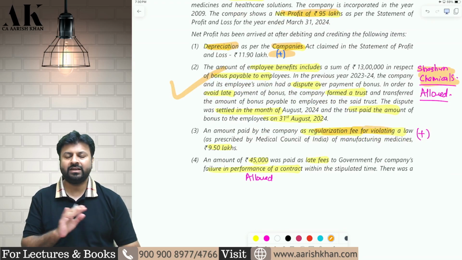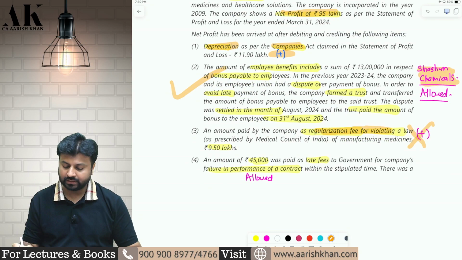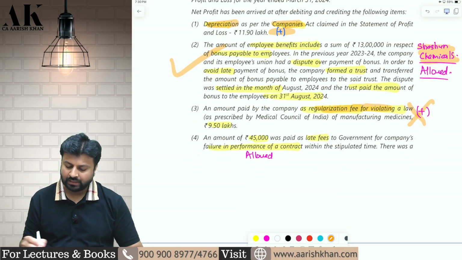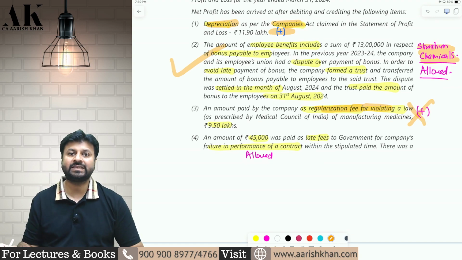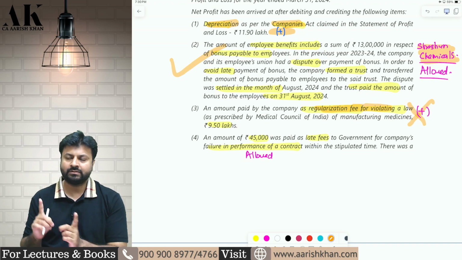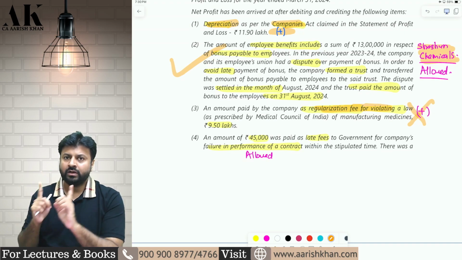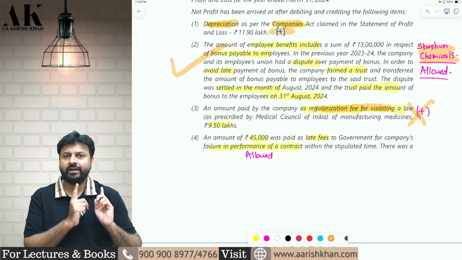Next one, the assessee is paying some regularization fee for violating the law. If you pay any fee for violating any law, that is disallowed under section 37. But if you pay any fee for violating a contract, that is called a compensatory penalty. See, penalties are of two types. If a penalty is paid for violating a law, it is disallowed. If a penalty is paid for violating a contract, it is allowed.